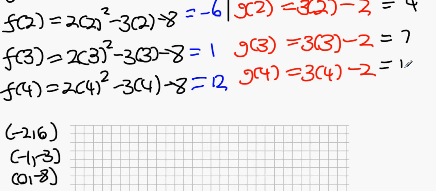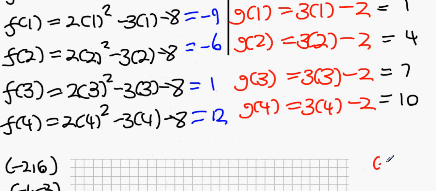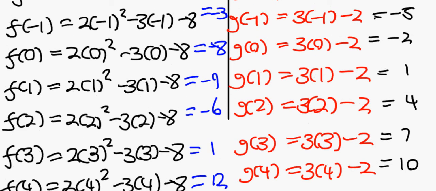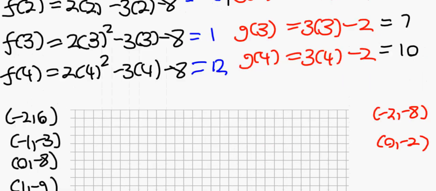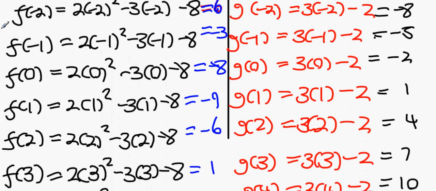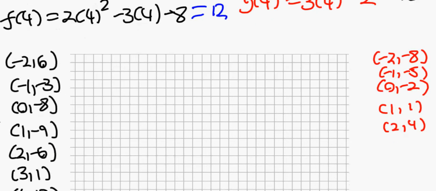Now with these ones we're going to represent them in red. And what we're going to get is minus 2, minus 8. 0, minus 2. Oh, sorry, we also forgot minus 1, minus 5. We then have 1, 1, 2, 4, 3, 7, and 4, 10.